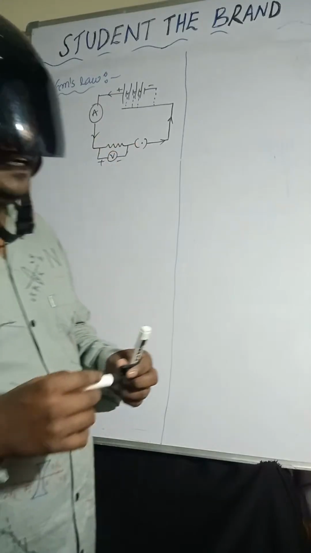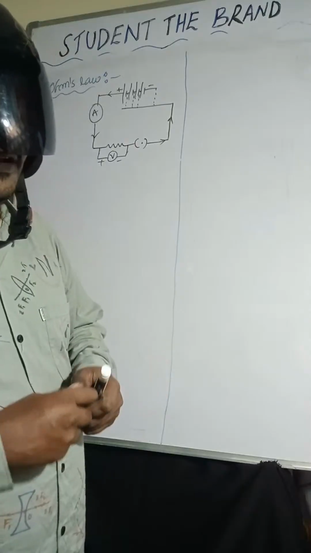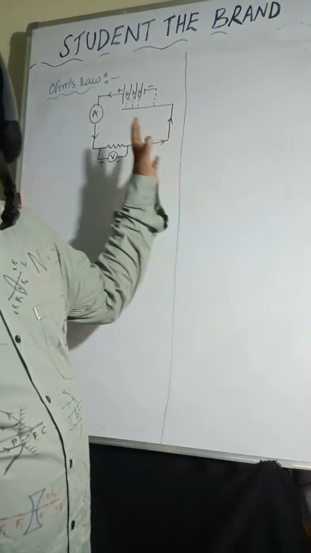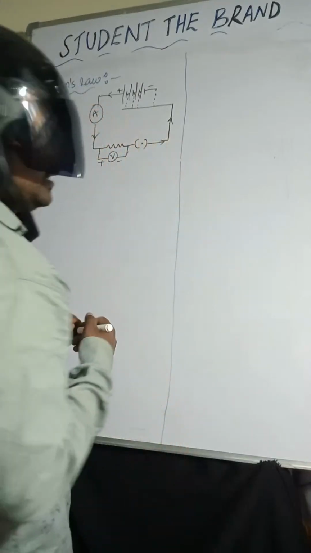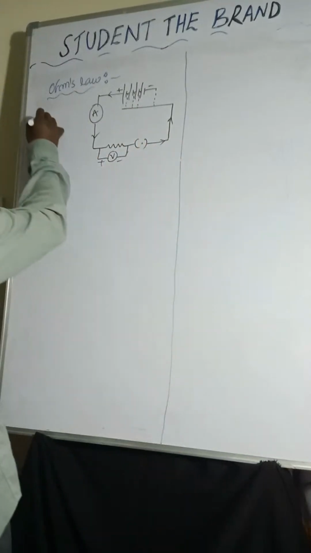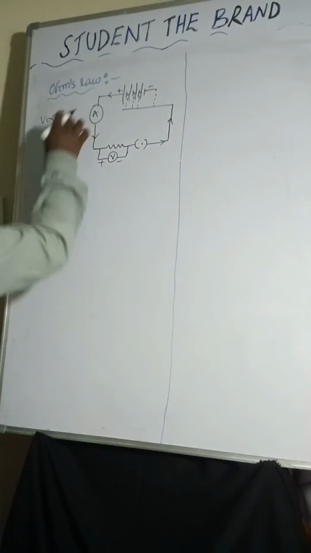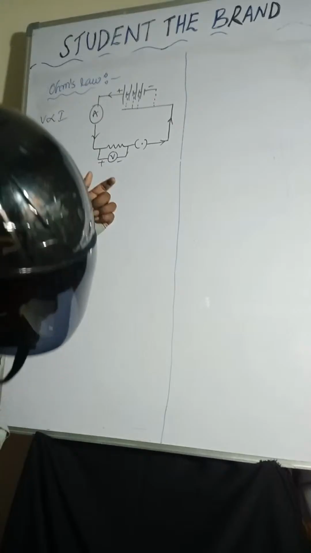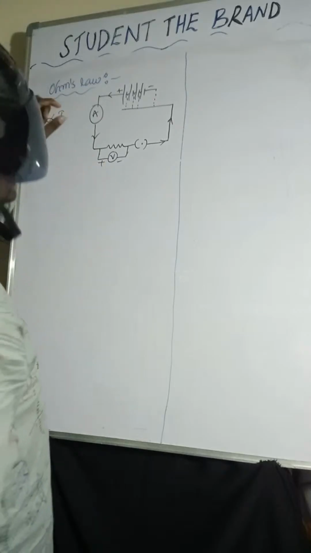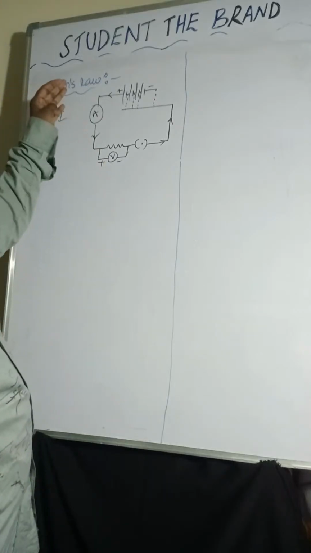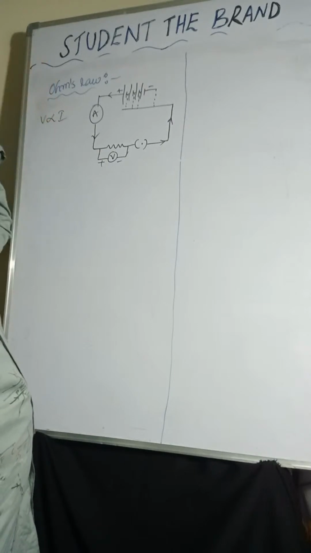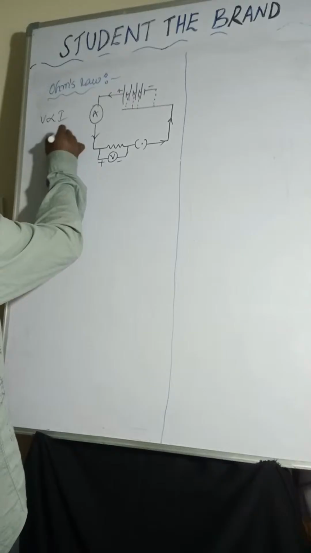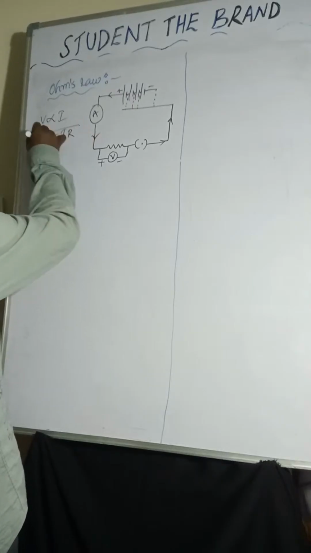The potential difference across the ends of the given metallic conductor is directly proportional to the current flowing through it. V is directly proportional to I. V equal to IR.